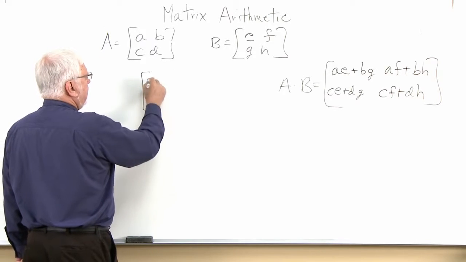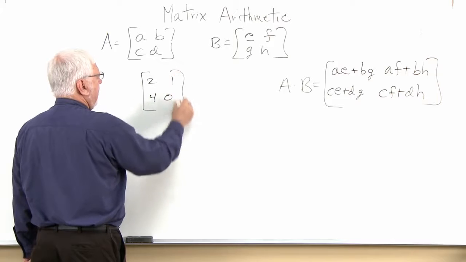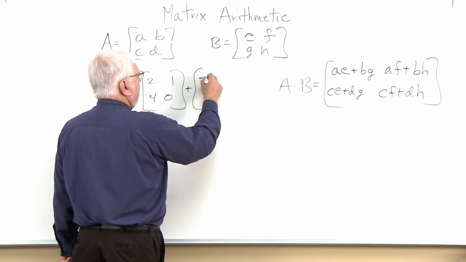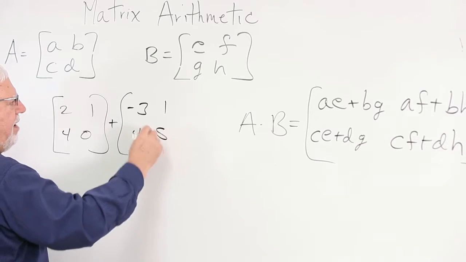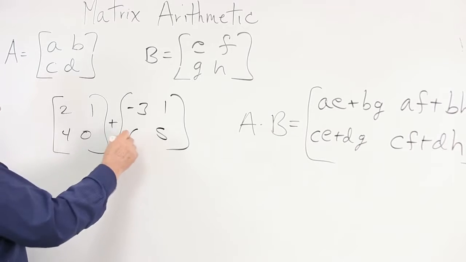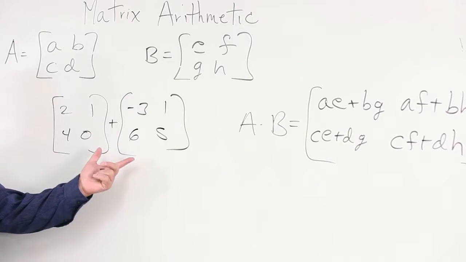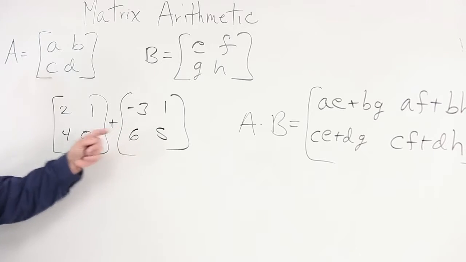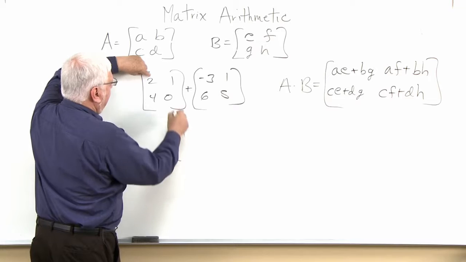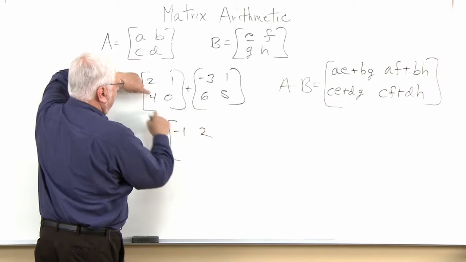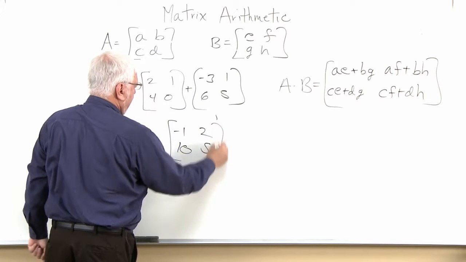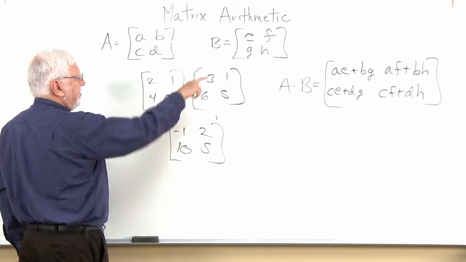So I want to multiply matrix 2, 1, 4, 0 times, well, let's add them first. Negative 3, 1, 4, 5. Now let's get rid of that duplicate there. We'll put a 6 in there. Now we want to add these together. Well, if we add them, we just add them component to component. So this would be 2 plus a negative 3, a negative 1. 1 plus 1 would be 2. 4 plus 6, 10. And 0 plus 5, 5. So that's pretty straightforward. But now let's do that over there.